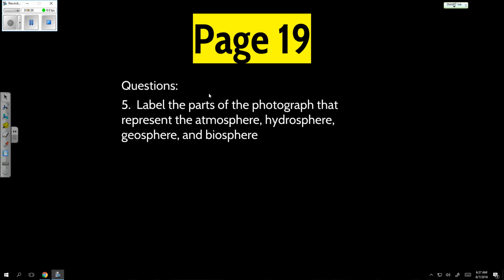Page 19. The geosphere. Highlight the sentence. The geosphere is all the rock and soil on the continents and on the ocean floor. Again, highlight the sentence.